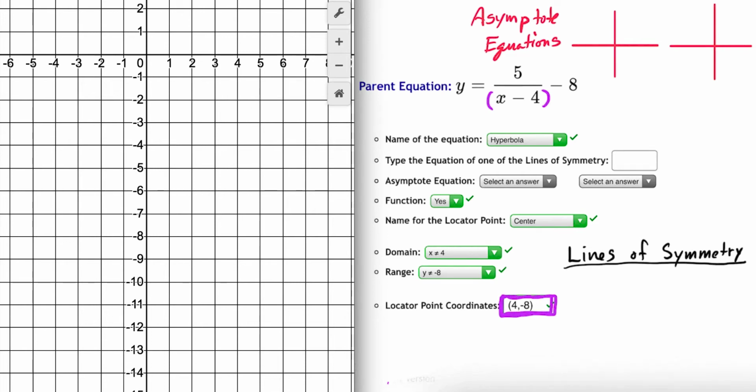Then, as you go over to your graph and put a dot at 4, negative 8 like this, you also have to know that there are two asymptote equations. These are dotted lines the graph gets close to, in this case, and does not touch. So if I were to graph the vertical asymptote, it would look like this, and if I were to graph the horizontal asymptote, it would look like this. Now, asymptote equations, something to talk about first.